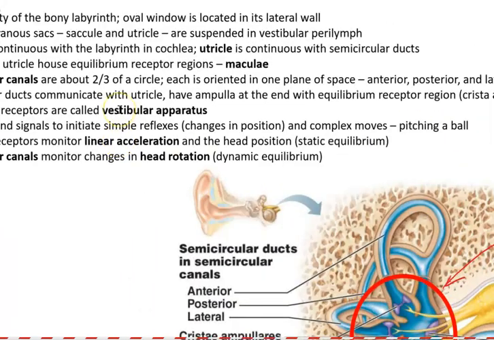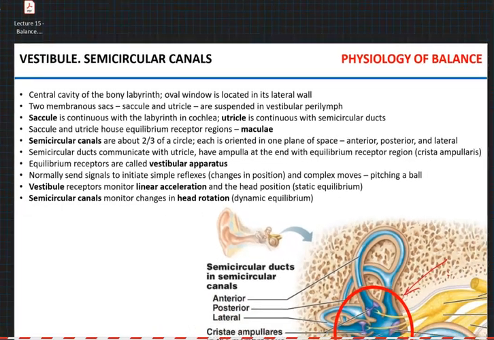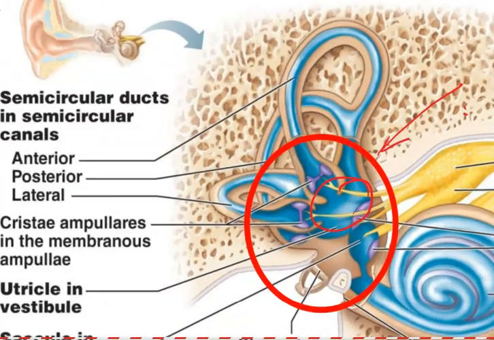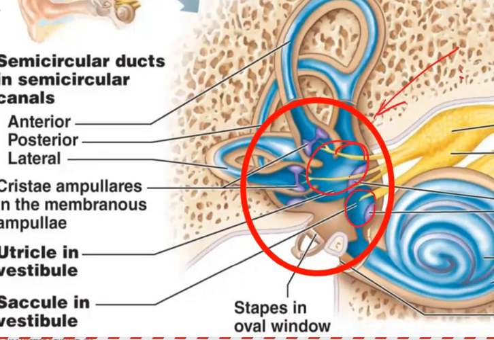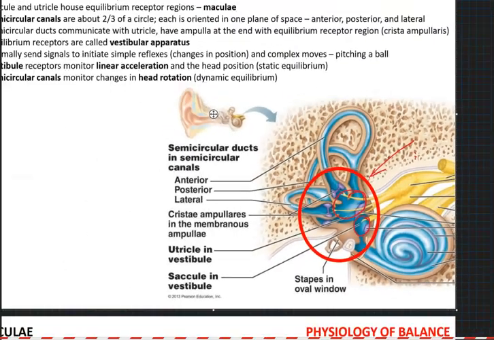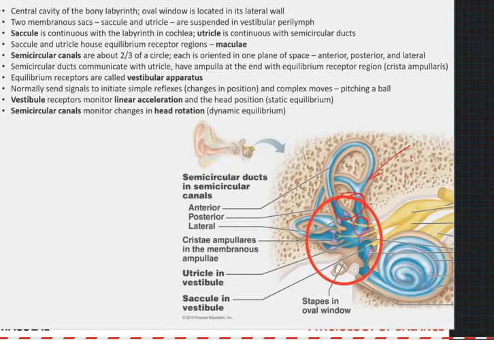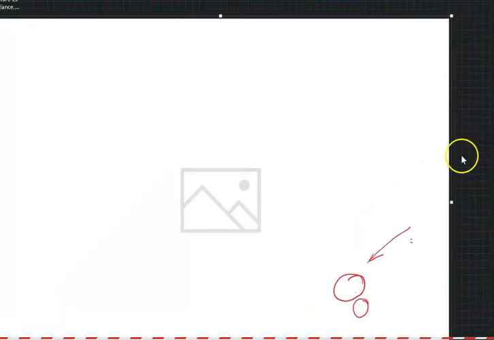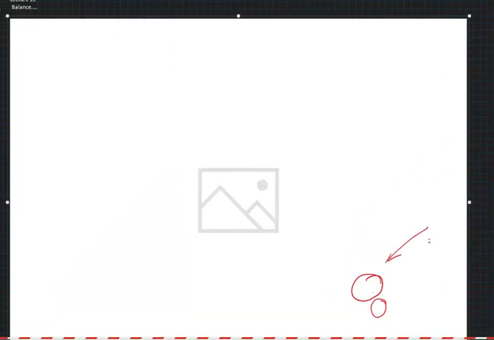So vestibule consists of two subparts, a utricle and a saccule. Utricle and saccule are responsible for testing or detecting linear accelerations. Okay? Whether it's a horizontal acceleration or vertical acceleration.